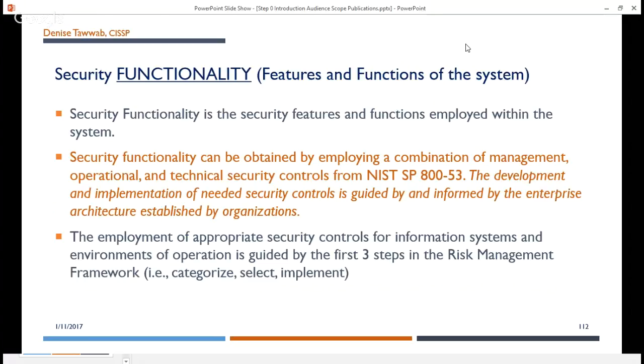The employment of appropriate security controls for information systems and environments of operation is guided by the first three steps in the risk management framework: prepare, categorize, select, and implement.